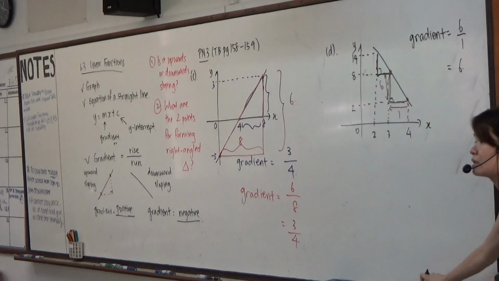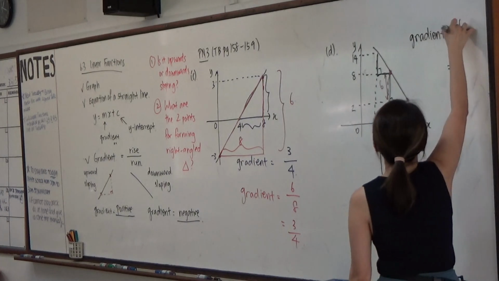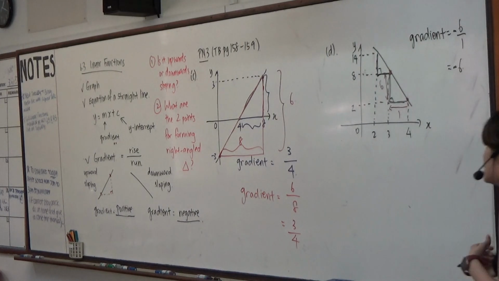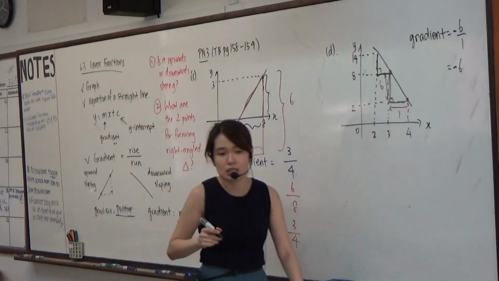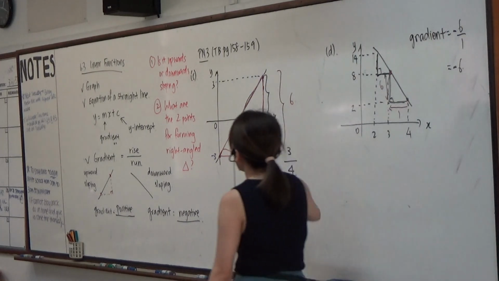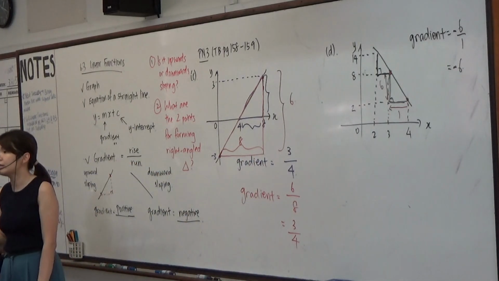Am I right? No. What's wrong? It's a downward slope, so you have to write negative. Okay, it's a downward one, so must write negative. Great. So do take note of that. Don't just do rise over run. Make sure that you always determine whether it's upward or downward sloping first. Questions?